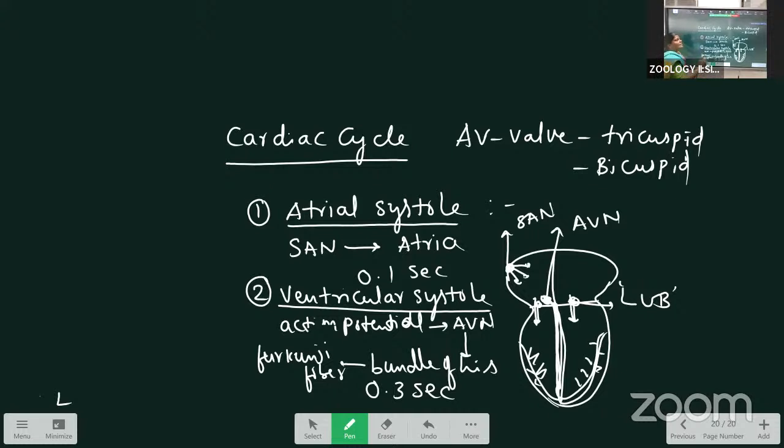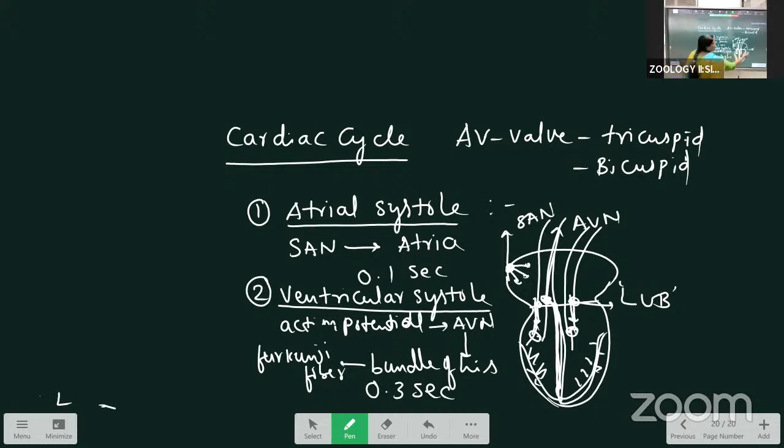Next, at that time the pressure is increased in the ventricles. The pulmonary artery and the systemic artery both arise from the ventricles, and they have valves. Yesterday only we discussed that semilunar valves are there. The semilunar valves get opened at this time. When the pressure is increased in the ventricles, the semilunar valves of the pulmonary artery and the systemic artery, the aortic arch, are opened.